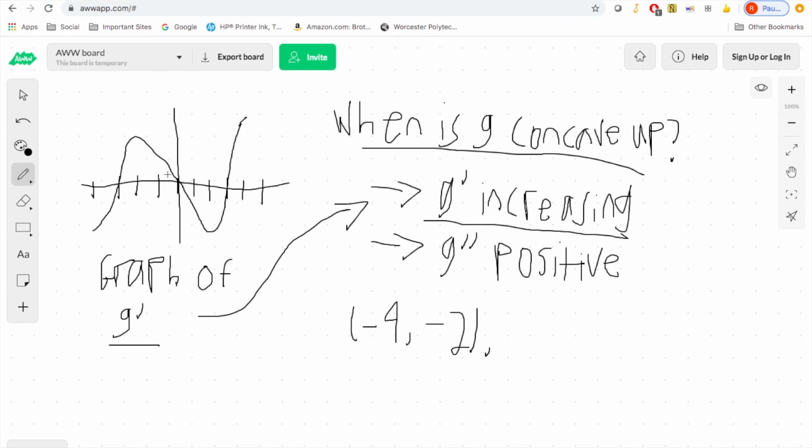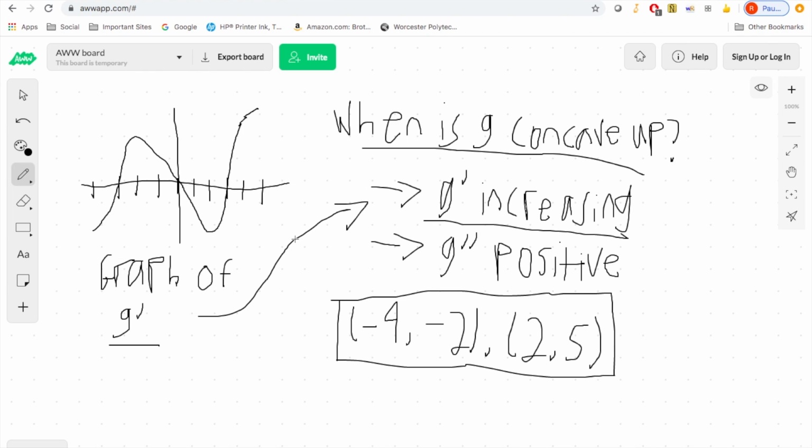Now we're going to be decreasing all the way down to the point 2 here, but then from 2 up to 5, we are going to be increasing again. Let me draw that a little bit more. Yeah, there we go. So from 2 up to 5, you can see that G prime is increasing and therefore G is concave up. And another interesting thing about this is that on each of these intervals, G double prime is also positive. But we already learned that as an extension from our last video about increasing and decreasing functions. So this is our final solution for where G is concave up.